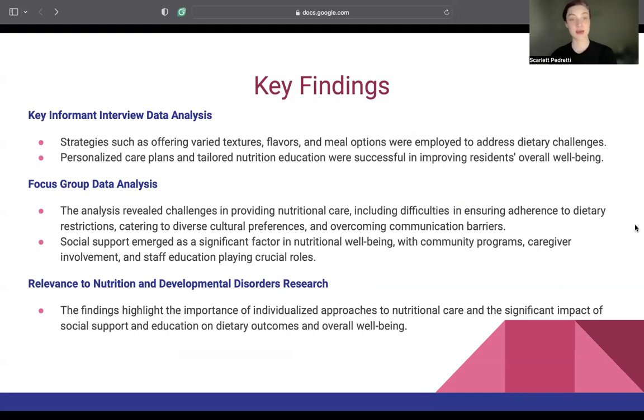As far as the focus group data analysis goes, the analysis revealed challenges in providing nutritional care, including difficulties in ensuring adherence to dietary restrictions, catering to diverse cultural preferences, and overcoming some complex communication barriers. And social support emerged as a significant factor in nutritional well being, with community programs, caregiver involvement, and staff education playing crucial roles. And overall, the findings highlight the importance of individualized approaches to nutritional care and the significant impact that social support and education can have on dietary outcomes.